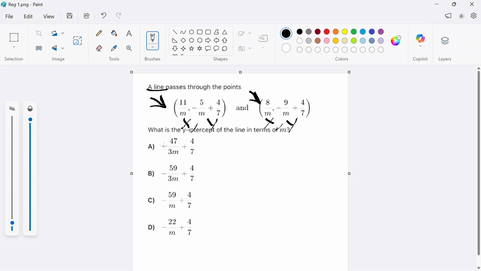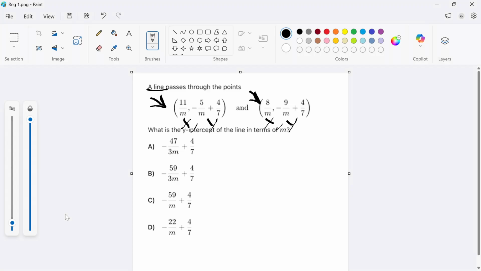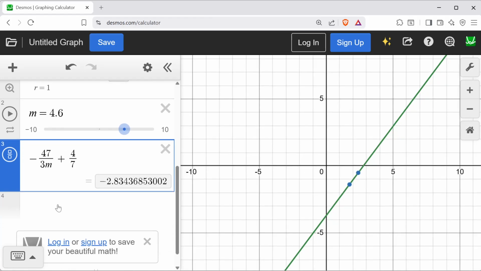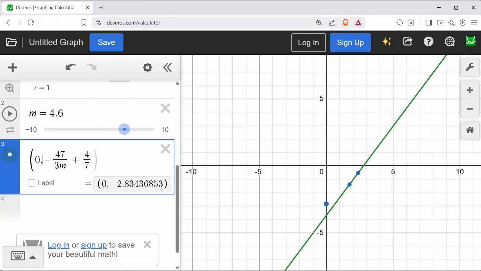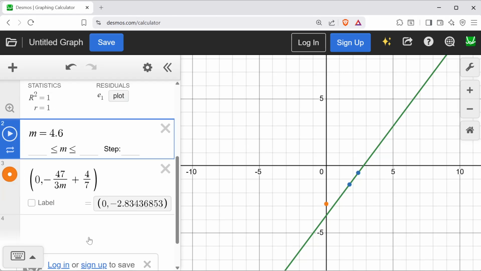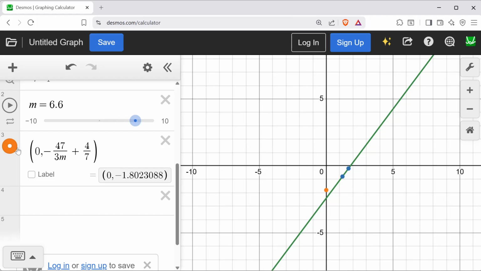So I'm going to put in the answer choices. The first one is negative 47 over 3m plus 4/7, and I want to make that a point. So remember, the x-coordinate is 0. That's the y-intercept. And I'll make it a different color. I'll make it orange. And notice it is not on the line. And then I'll move m around a little bit, or change m, and it's not on the line. So that answer is out.